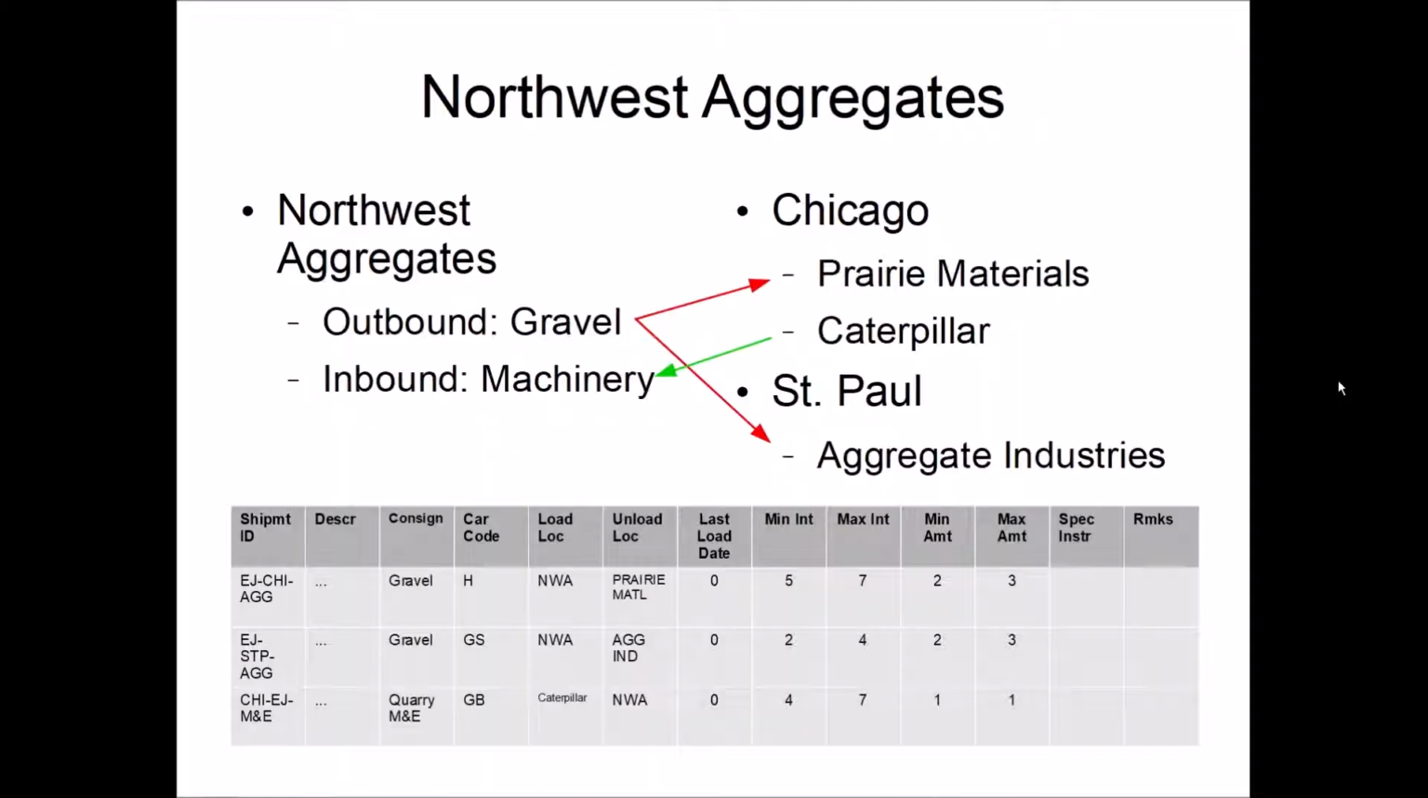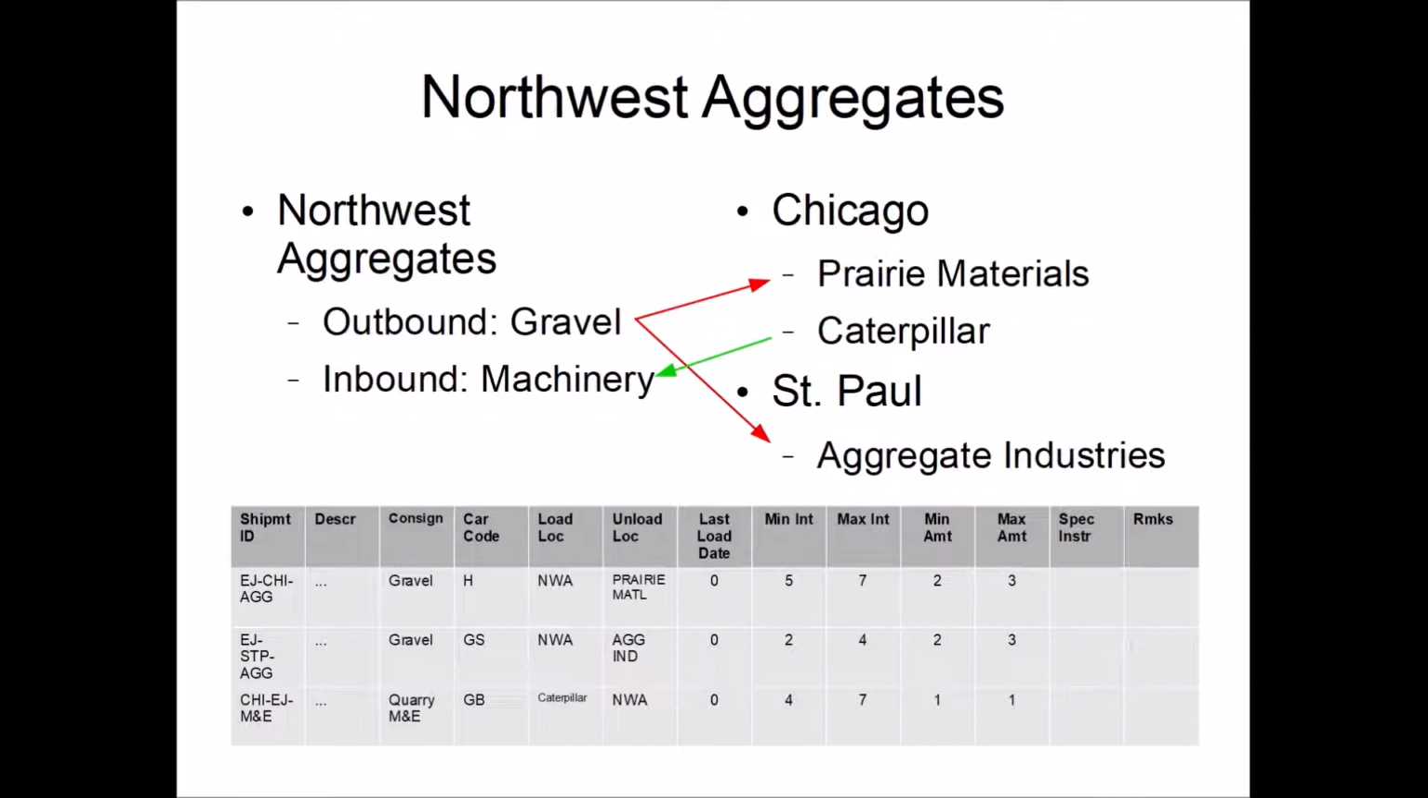Now let's take a look here at an example. Here's the Northwoods Aggregates, and let's look at some of the shipments. It's sending out gravel to Prairie Materials and out to Aggregate Industries, and it's receiving shipments from Caterpillar in Chicago.